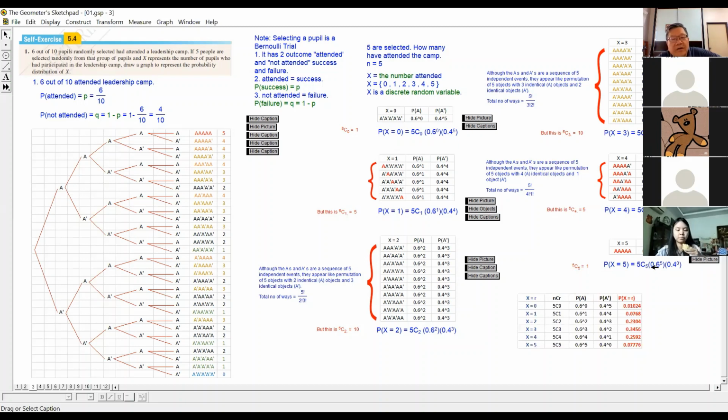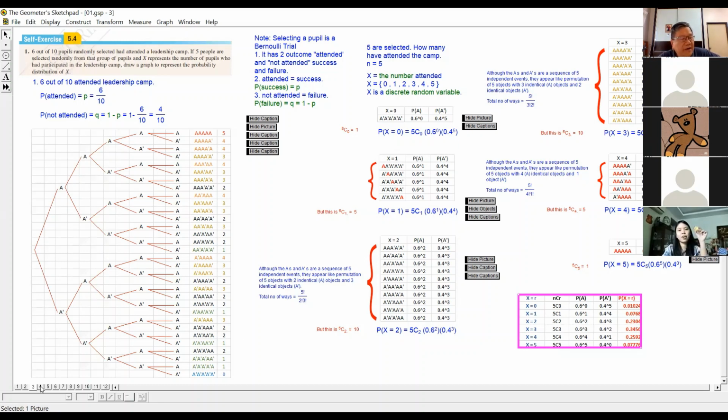But do you know how to use the calculator to find the answer or not? You know how to use the calculator, all of you? Okay. So you just type there 5C3, for example, then times 0.6 to the power 3 times 0.4 to the power 2. Then you will get the answer there. So you can use the calculator.